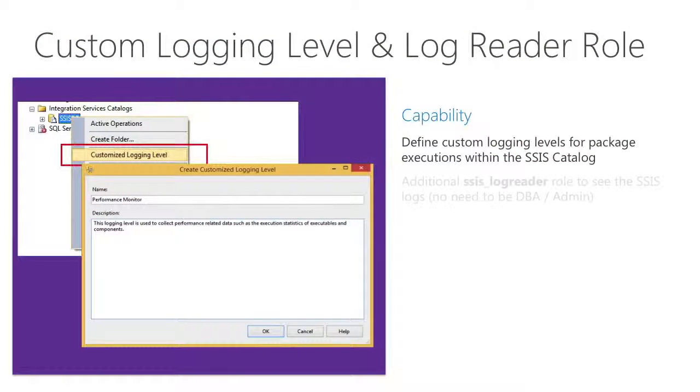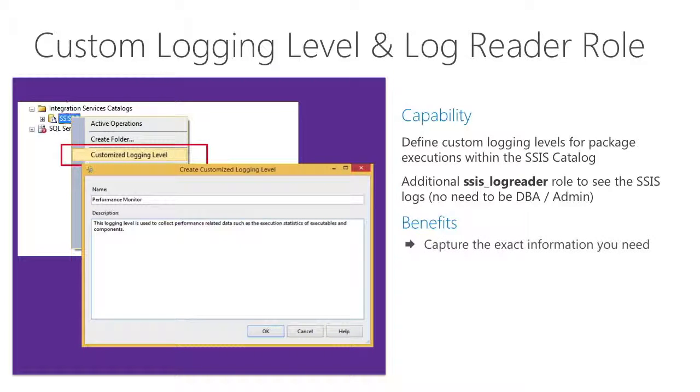We've also added a new log reader role. Previously, to read the logs, you needed fairly high privileges within the SSIS catalog. Now there's a separate log reader role that lets you access the logs, which is great if you're building a reporting solution on top. You can add a low privilege user to this role, and they'll be able to access all the logs in the database. So I'm going to go demo.